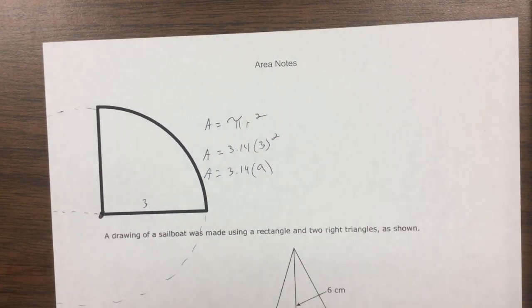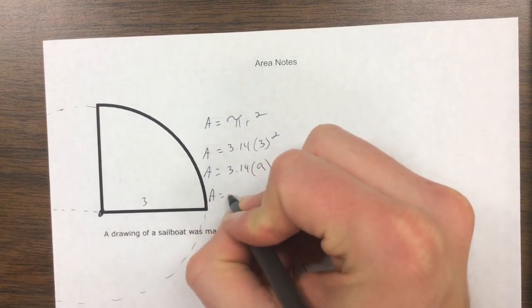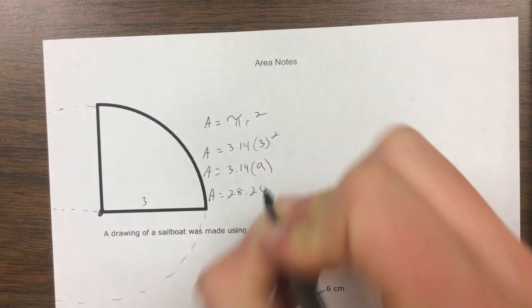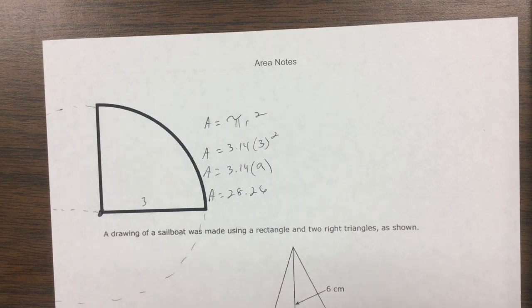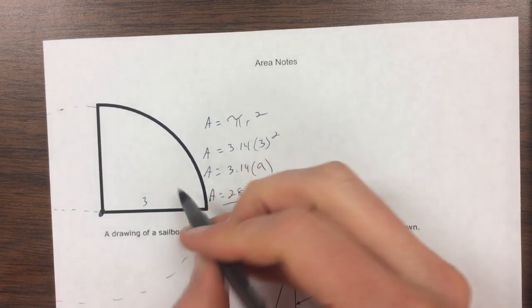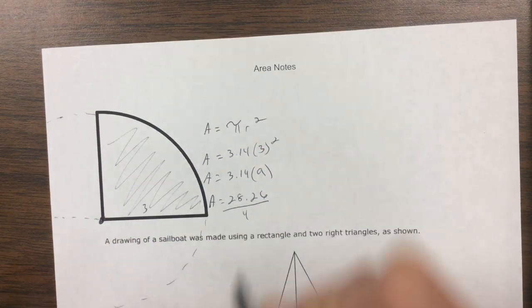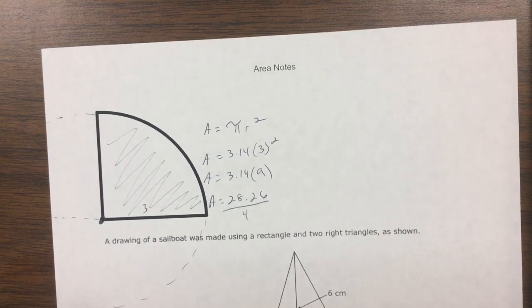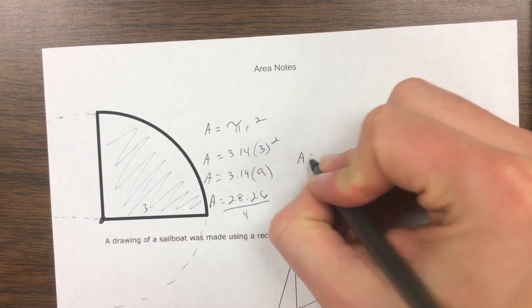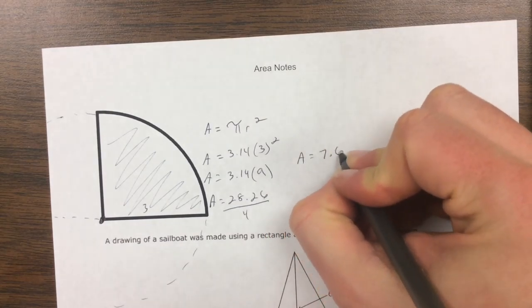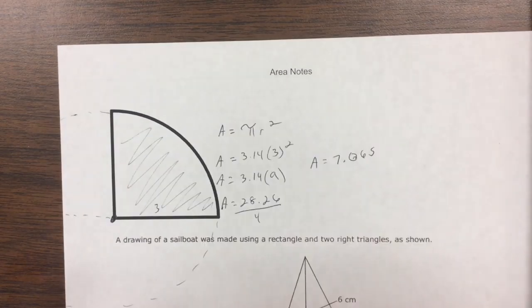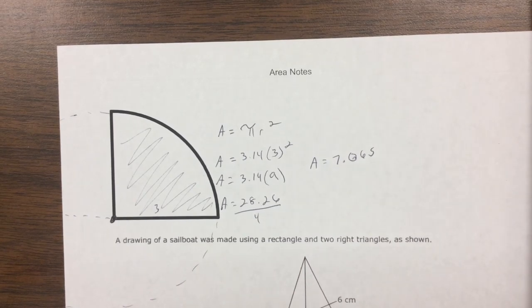Again, I'm going to cheat. I know it's going to be somewhere close to 27, but not exactly because of the decimal there. And I'm going to get area equals 28.26. But hold your horses there. We got to take care of this number. We're only talking about a quarter of the circle, not the full thing. So I'm going to divide it by 4. Divide that by 4. And I'm going to find that the area of this quarter circle is 7.065. Okay? All right, y'all.